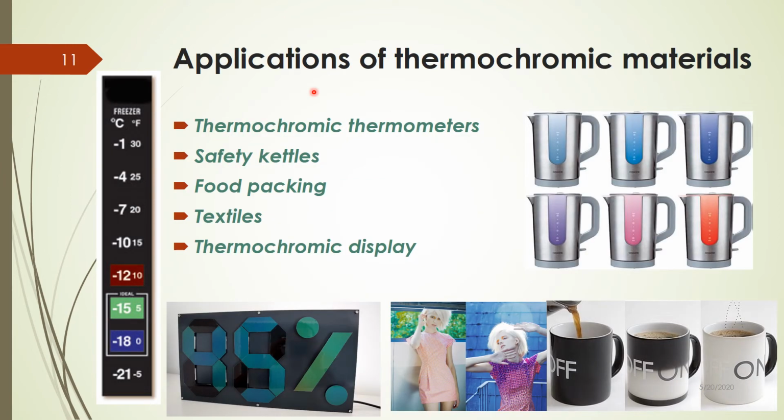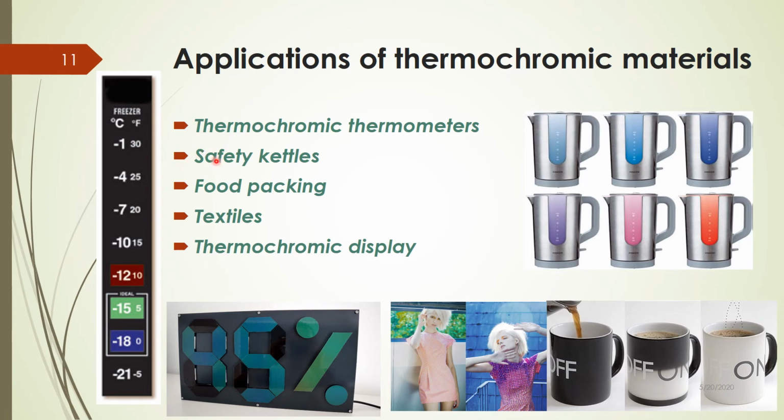Here we are discussing some interesting applications of thermochromic materials. Thermochromic materials are used to prepare thermometer strips. This is a thermometer strip with thermochromic ink or dyes. The ink changes its color with the body temperature.